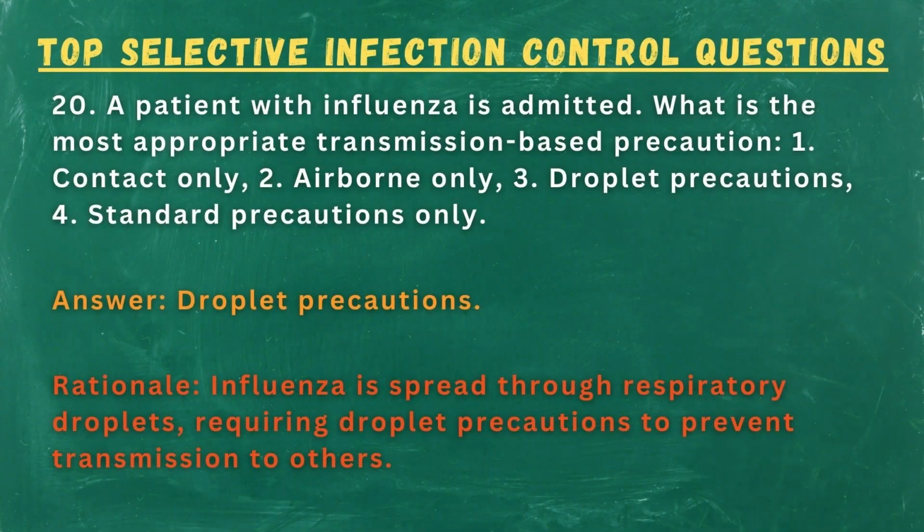20. A patient with influenza is admitted. What is the most appropriate transmission-based precaution? 1. Contact only. 2. Airborne only. 3. Droplet precautions. 4. Standard precautions only. Answer: droplet precautions. Rationale: influenza is spread through respiratory droplets, requiring droplet precautions to prevent transmission to others.